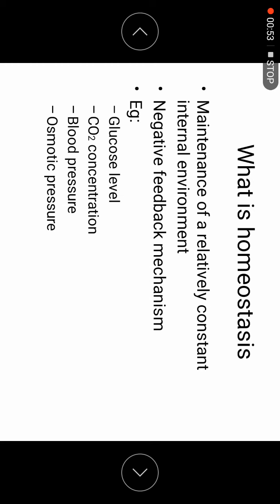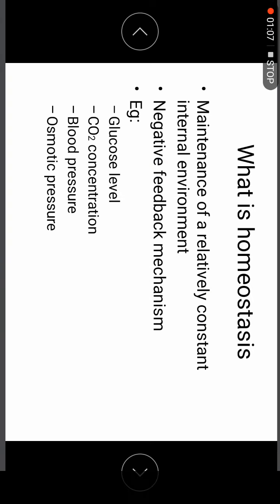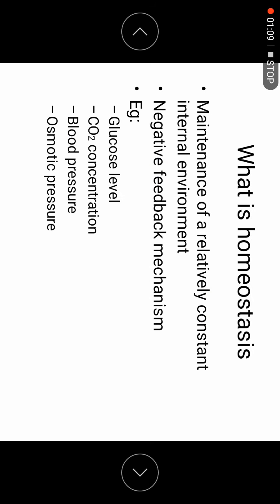Homeostasis, actually, there are two types. One is regulation, a maintenance to keep things constant. But sometimes it has positive feedback. What we want to see here is negative feedback. Negative feedback means wherever there is a change, we bring it back to normal, the standard internal environment that is suitable for the body to function.